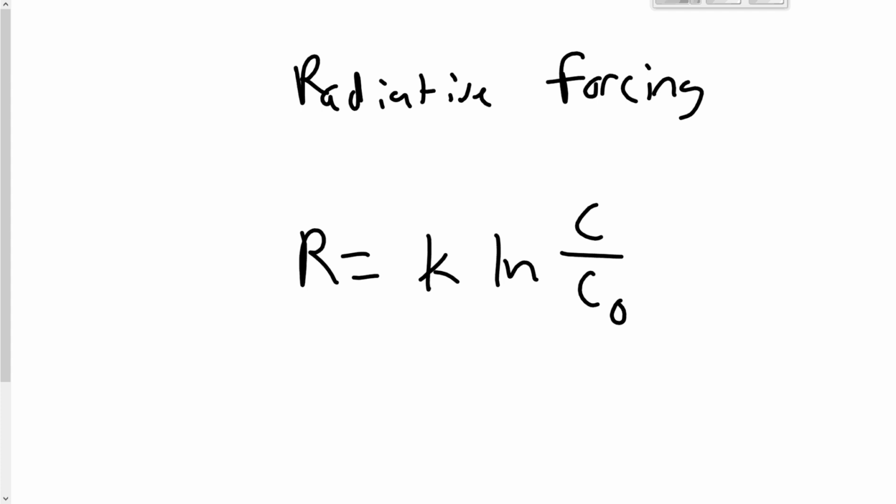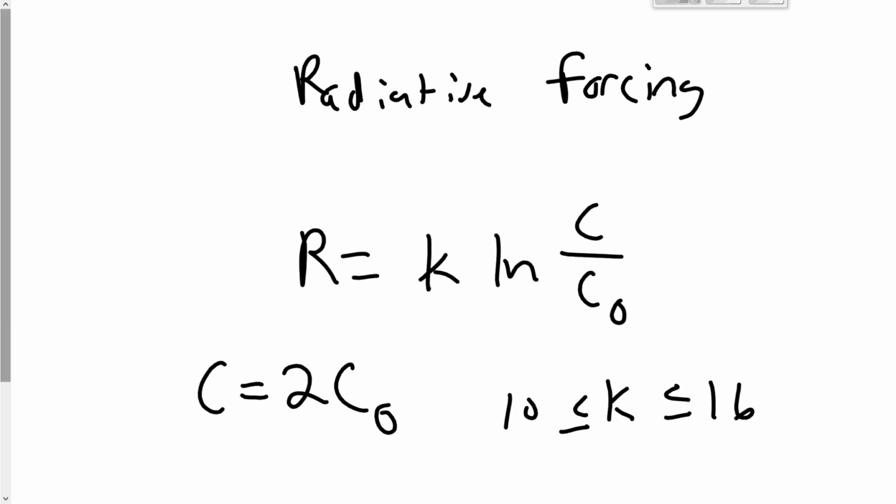And so we want to figure this out. So they're going to have to give us a few things in order to figure this out. So they're going to give us C is equal to 2 times our pre-industrial amount of carbon dioxide. So our current amount of carbon dioxide is 2 times that of our initial, our pre-industrial amount of carbon dioxide. Okay, and then it also gives us our constant, our K is between 10 and 16.